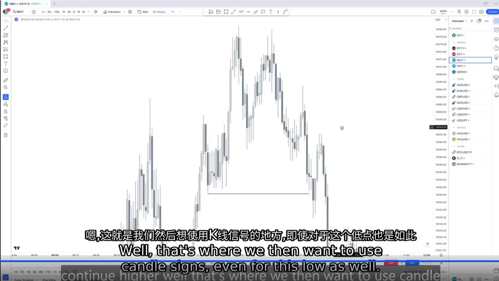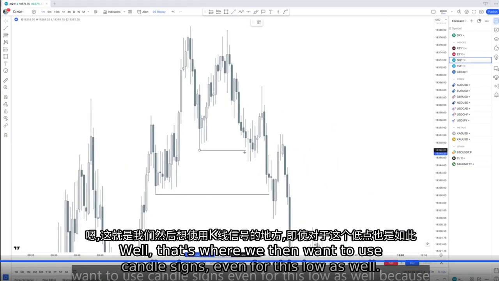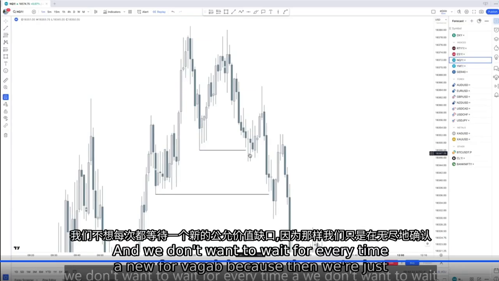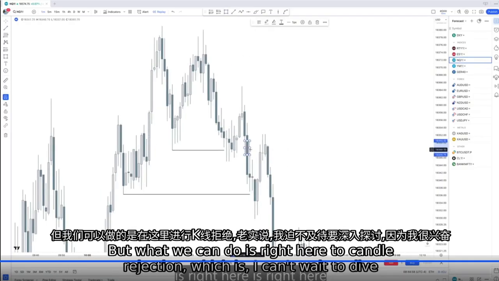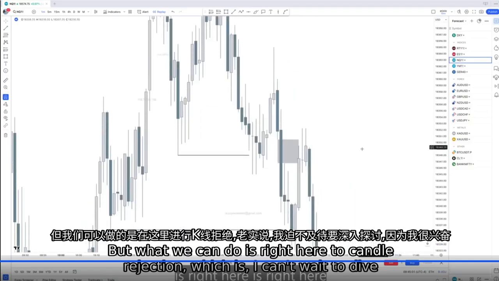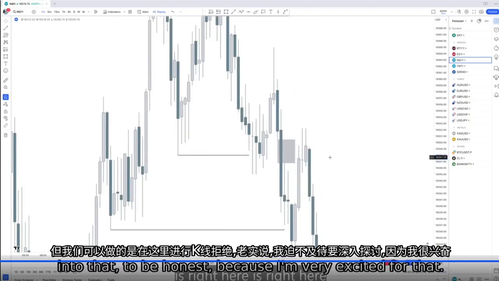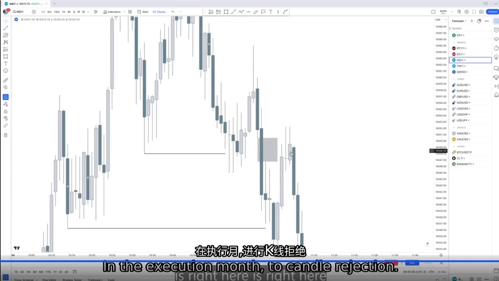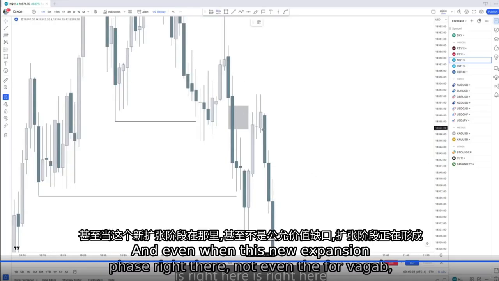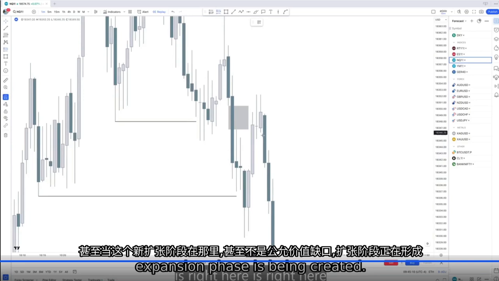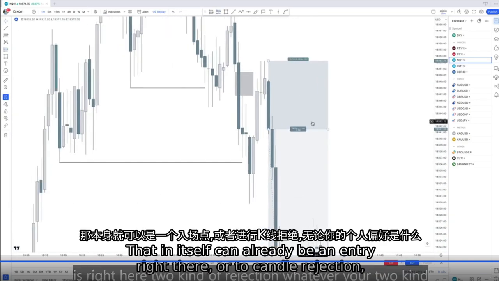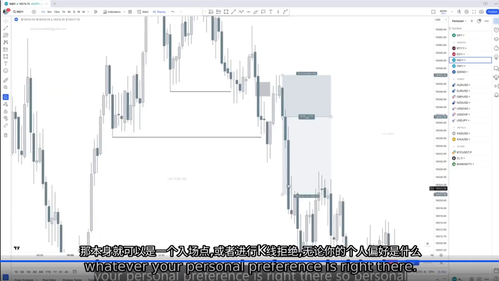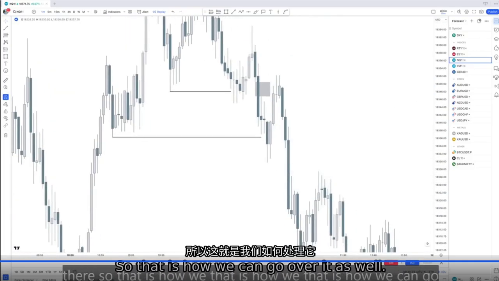Well, that's where we then want to use candle signs, even for this low as well, because sometimes that will happen, right? And we don't want to wait every time for a new fair value gap, because then we're just endlessly confirming. But what we can do is right here, two candle rejection, which I can't wait to dive into, to be honest, because I'm very excited for that. In the execution month, two candle rejection, and even when this new expansion phase right there, not even the fair value gap, the expansion phase is being created, that in itself can already be an entry, or two candle rejection, whatever your personal preference is right there. So that is how we can go over that as well.